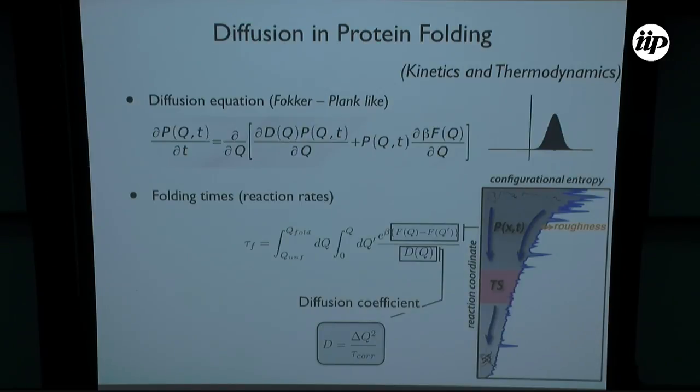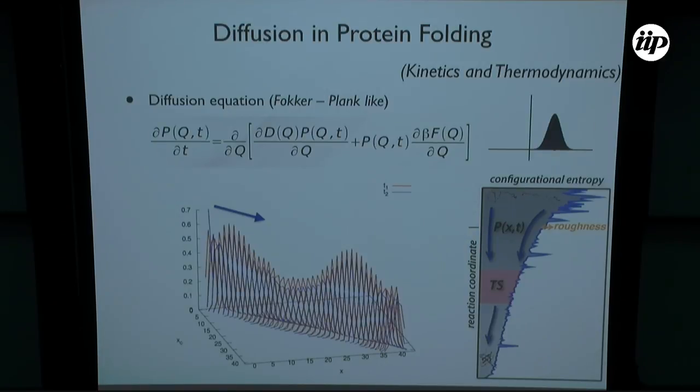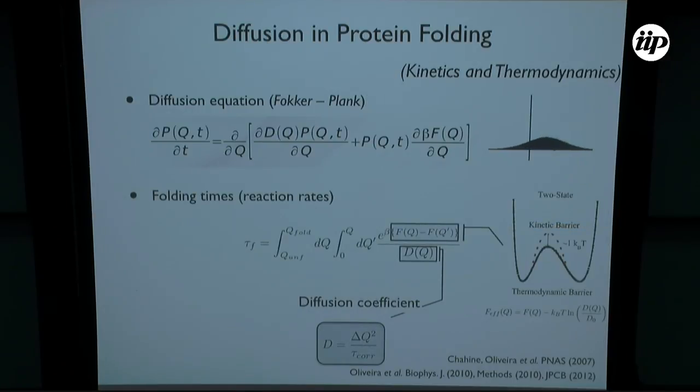And as we can see, the folding time, as I've talked about before, is dependent on the free energy barrier and the diffusion coefficient. We'll say that the probability of having a configuration, let's say P of Q, is diffusing as Gaussians in this configuration space and in time. So this is what the equation is saying.